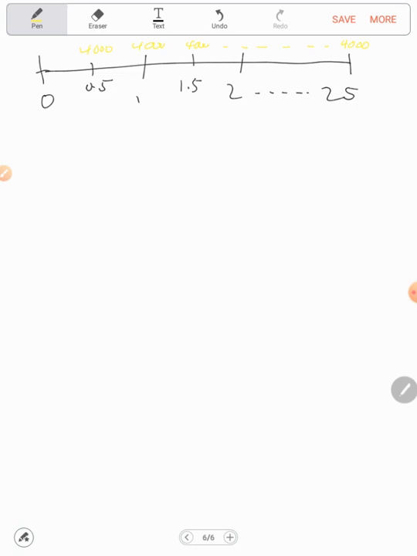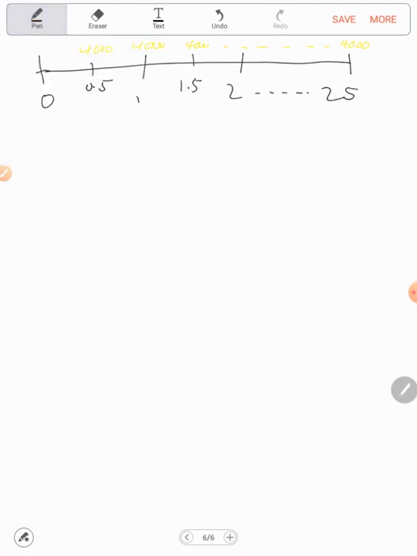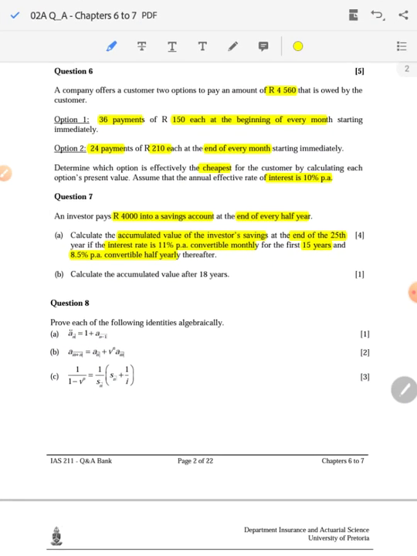So it's important to notice that the payments are happening at the end of every half year. So this means that it's going to be in arrears. All right. Now, the question wants us to calculate the accumulated value. All right, if you'll remember, it's the accumulated value at the end of the 25th year.